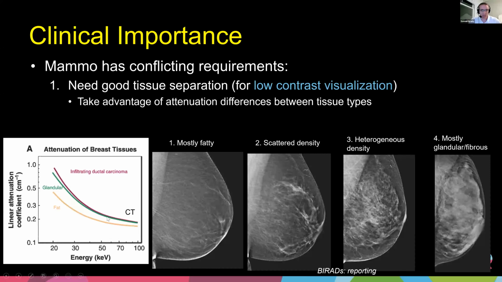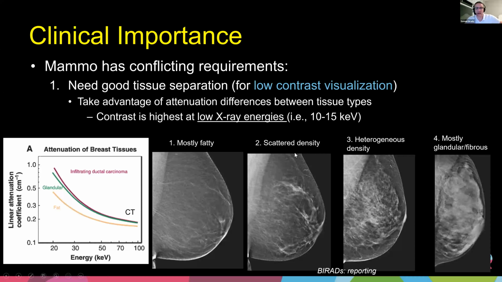That's not an issue. But when you look at glandular tissue, as an example, compared to infiltrating ductal carcinoma, the mass that you've got to somehow find in all of this, down here in the CT range and in the general X-ray range, there is basically no contrast difference. They attenuate photons the same. The only time that these two start to separate is down at the really low energies. That is why we must image with low kV in mammography, because of this very, very subtle difference in glandular tissue versus the actual mass or disease.